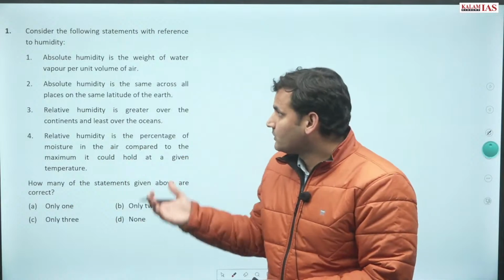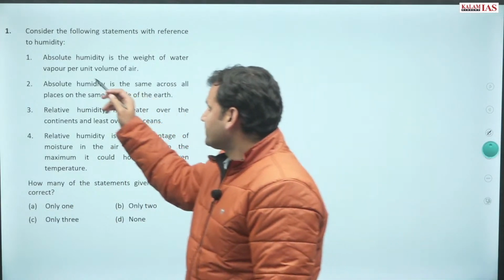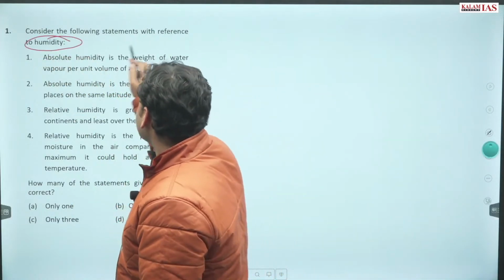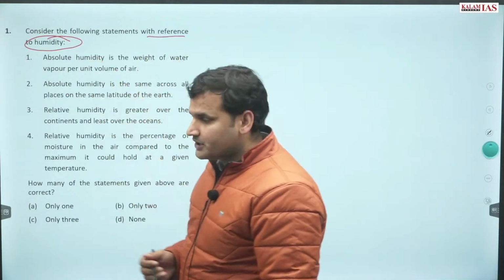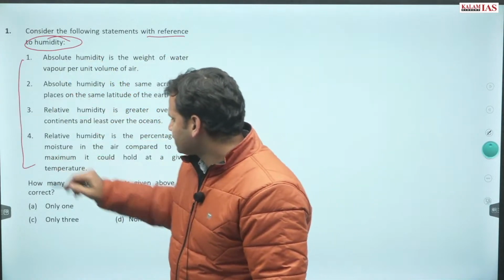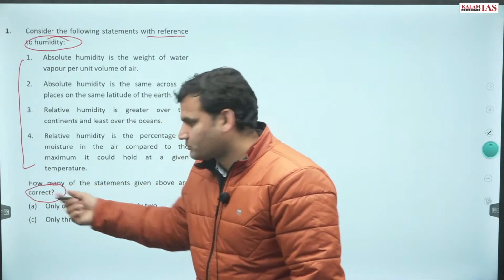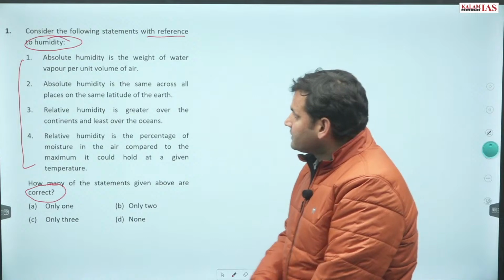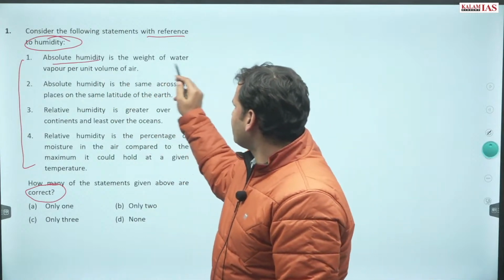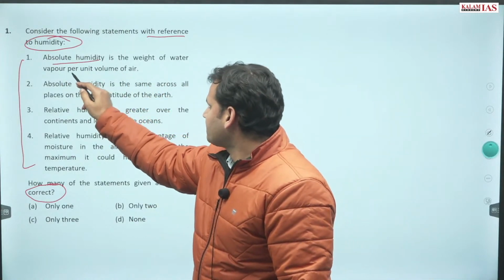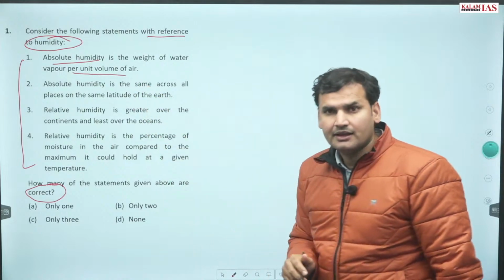Starting with question number 1. Question number 1 was with regards to humidity. Consider the following statements with reference to humidity. 4 statements are given और सबसे पहले आपका ध्यान जाना चाहिए कि करेक्ट पूछा है या नॉट करेक्ट. तो करेक्ट पूछा गया. So first things first, absolute humidity is the weight of water vapor per unit volume of air. Yes, this is true.